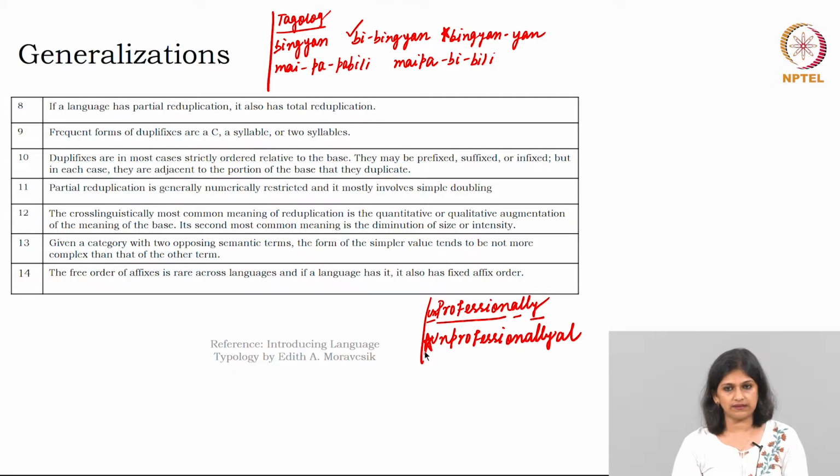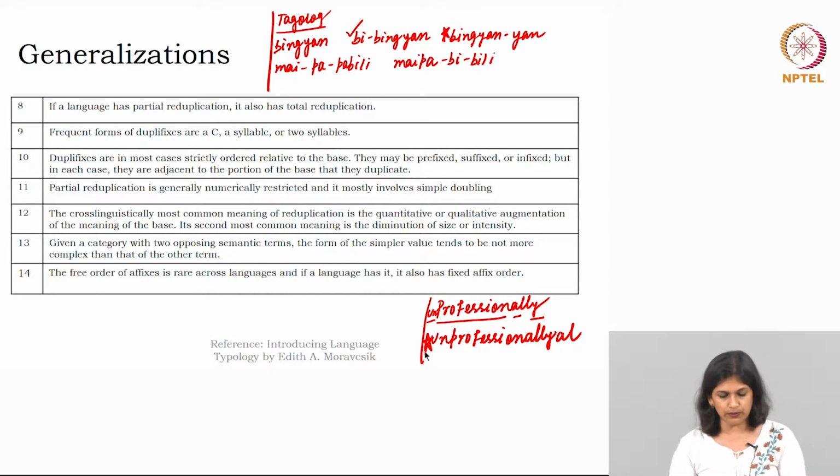And what does the generalization say? It says if a language has free order, it also has a fixed order. The other way around is not acceptable. So, if it has a fixed word order, it may or may not have free word order, but if it has a free word order, it might have a fixed word order. Similar is the case with affixation. If it has a free order of affixes, it must have a fixed order of affixes, but if it has a fixed order of affixes, it does not mean that it will have free order.